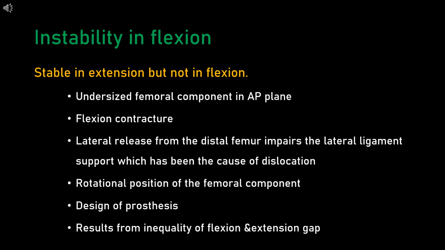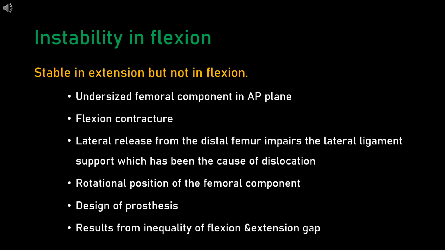Instability in flexion. Stable in extension but not in flexion. Undersized femoral component in the AP plane. Flexion contractures. Lateral release from the distal femur impairs the lateral ligament support, which has been the cause of dislocation. A rotational position of the femoral component.